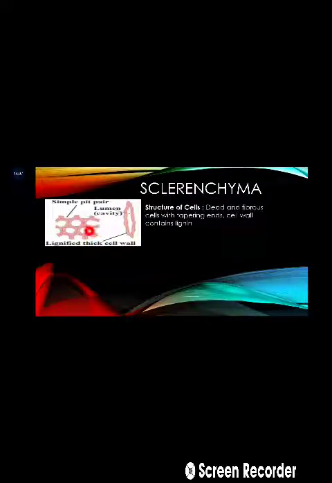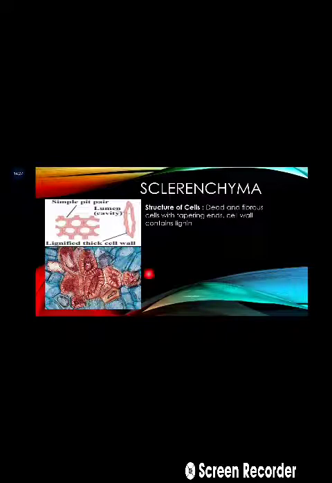We can see the deposition of lignin. Lignin is again a kind of protein which is brownish in color and it is very hard. As the cells are dead, the sclerenchyma tissue is very rigid. This is how the slide looks under the microscope. It is brownish in color due to the deposition of the protein called lignin. They are also known as lignified cells.